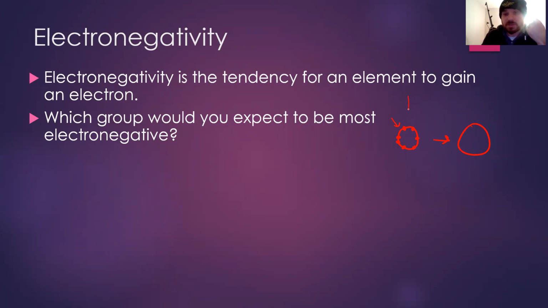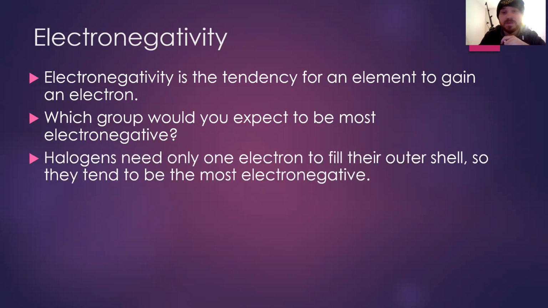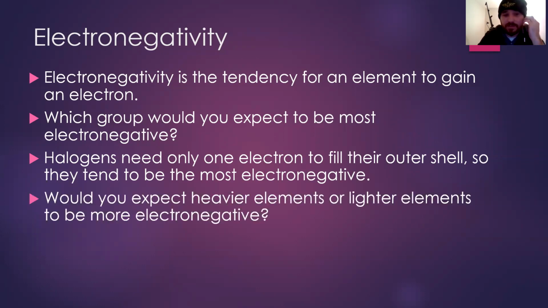Of course, the group of elements that have 7 valence electrons in their outer shell are the halogens. So hopefully we can figure out quickly that the halogens are the ones that are the most electronegative in general. Halogens only need 1 electron to fill their outer shell, so they tend to be the most electronegative.